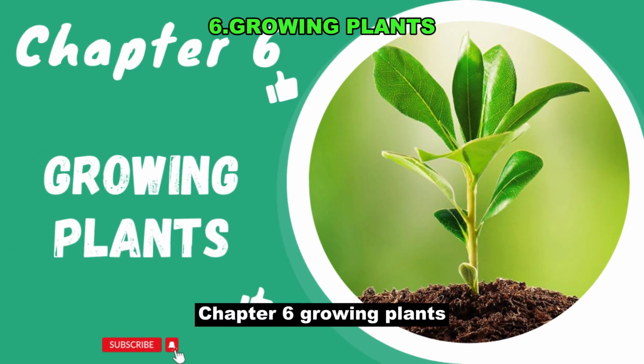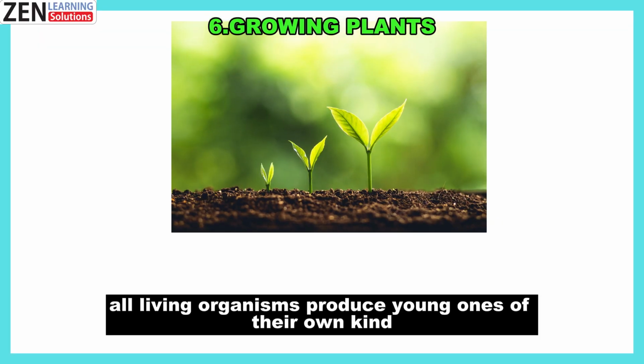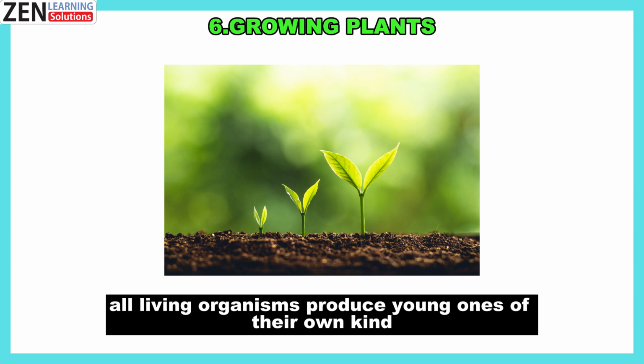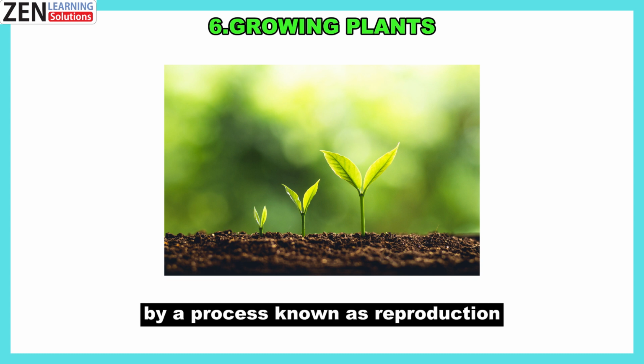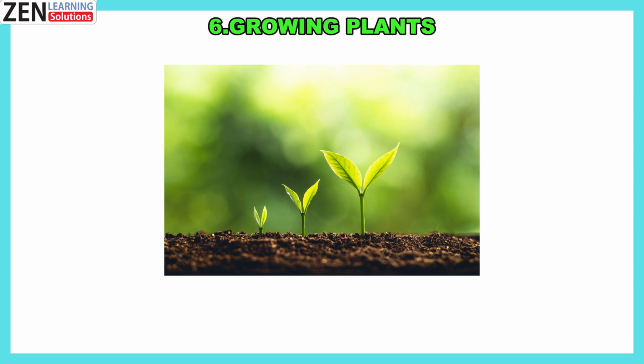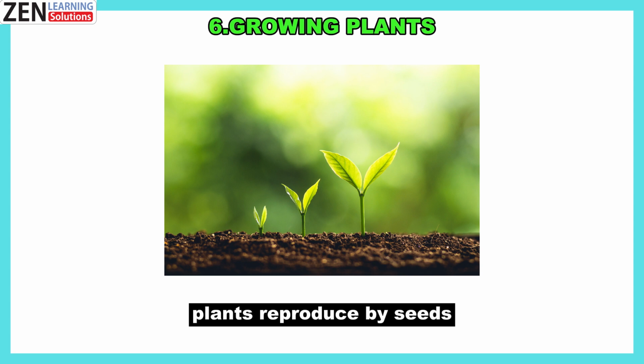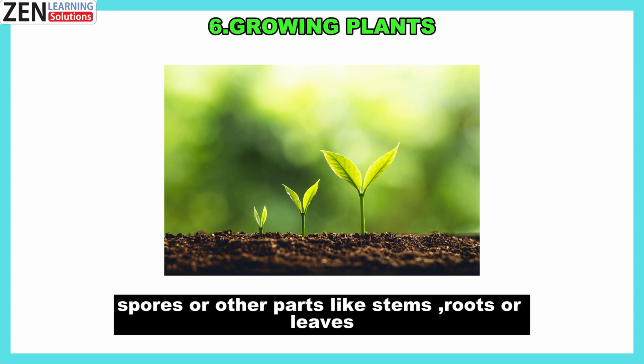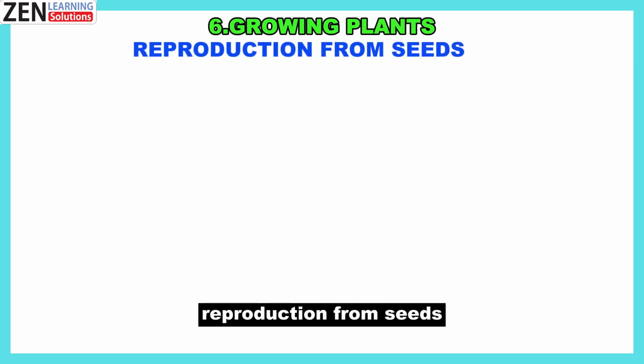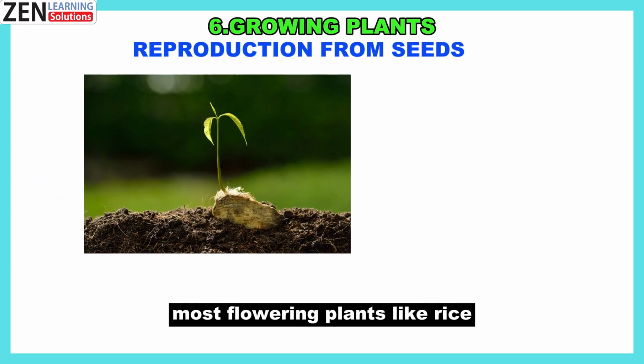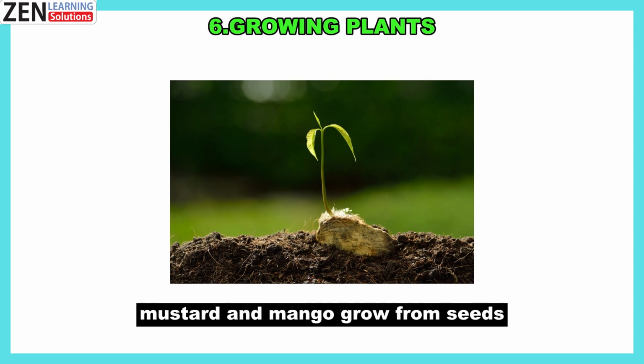Chapter 6. Growing Plants. All living organisms produce young ones of their own kind by a process known as reproduction. Plants reproduce by seeds, spores or other parts like stems, roots or leaves. Reproduction from seeds. Most flowering plants like rice, mustard and mango grow from seeds.